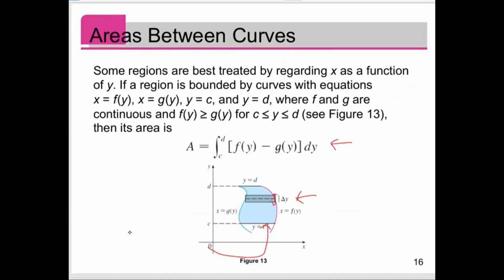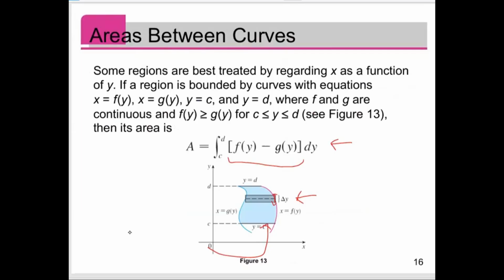So we have x equal to g(y), x equal to f(y), but you need to consider the rightmost function, similar to the top function that we did earlier. So now we have f(y), because that is the rightmost function, f(y) minus g(y) here. And then you get the same thing here, and then the values of c and d. It's nothing special with this.